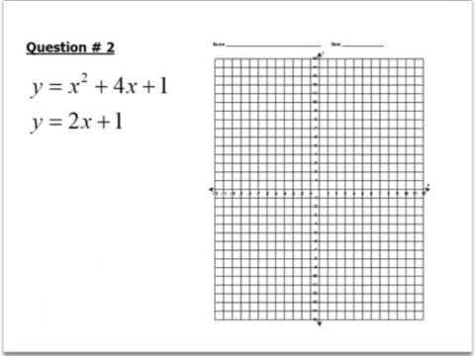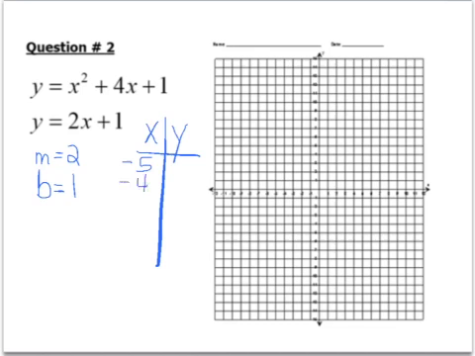For question number 2, you're going to do the same exact thing, making a table of values for x squared plus 4x plus 1. And the linear equation, y equals 2x plus 1, has a slope of 2 and a y-intercept of 1. So the values that I want to use for x squared plus 4x plus 1 are actually -5, -4, -3, -2, -1, 0, and 1.